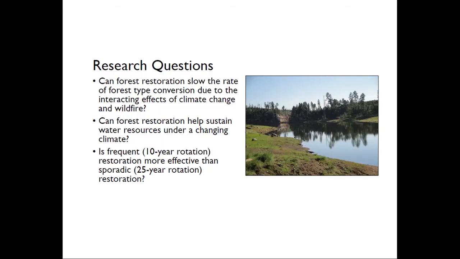So our major research questions were, first, from the vegetation side, could forest restoration slow the rate of forest type conversions due to these interacting effects of climate change and wildfire, which often acts as the catalyst for vegetation change. So just, is restoration effective in doing that? We also want to know if restoration can help sustain water resources under a changing climate.